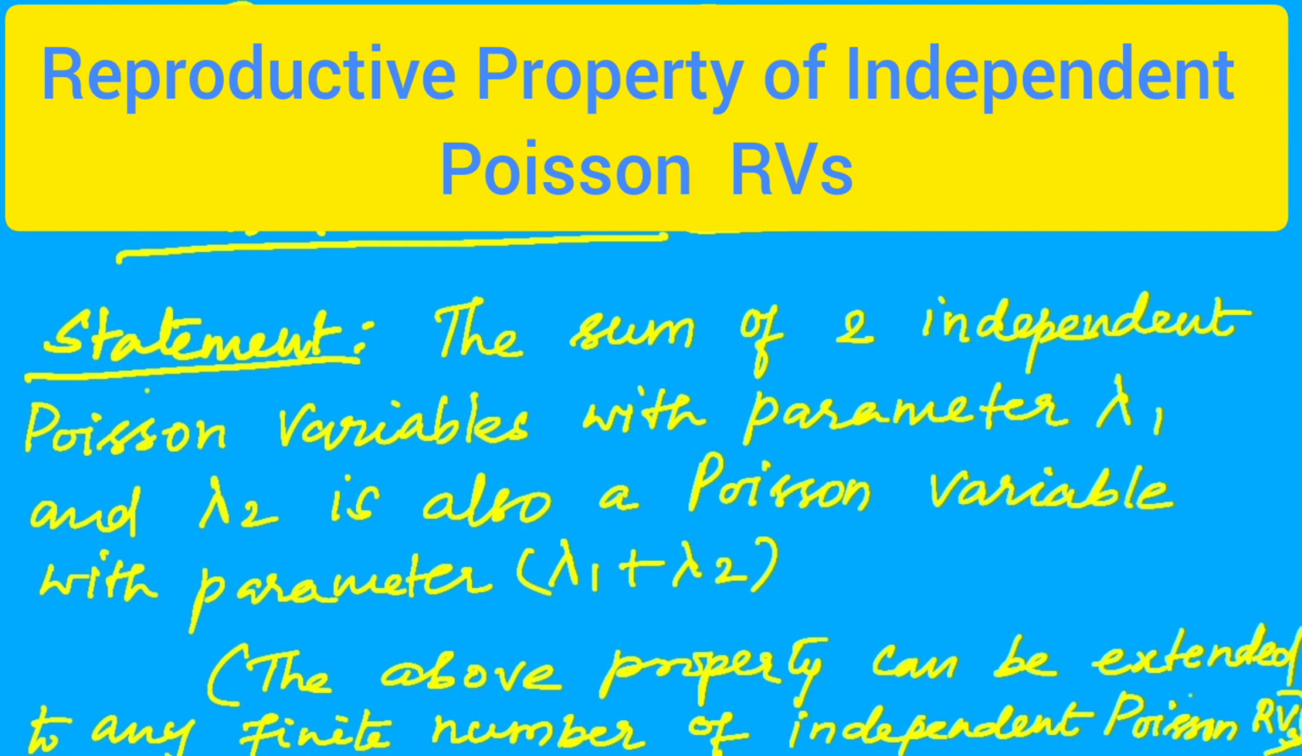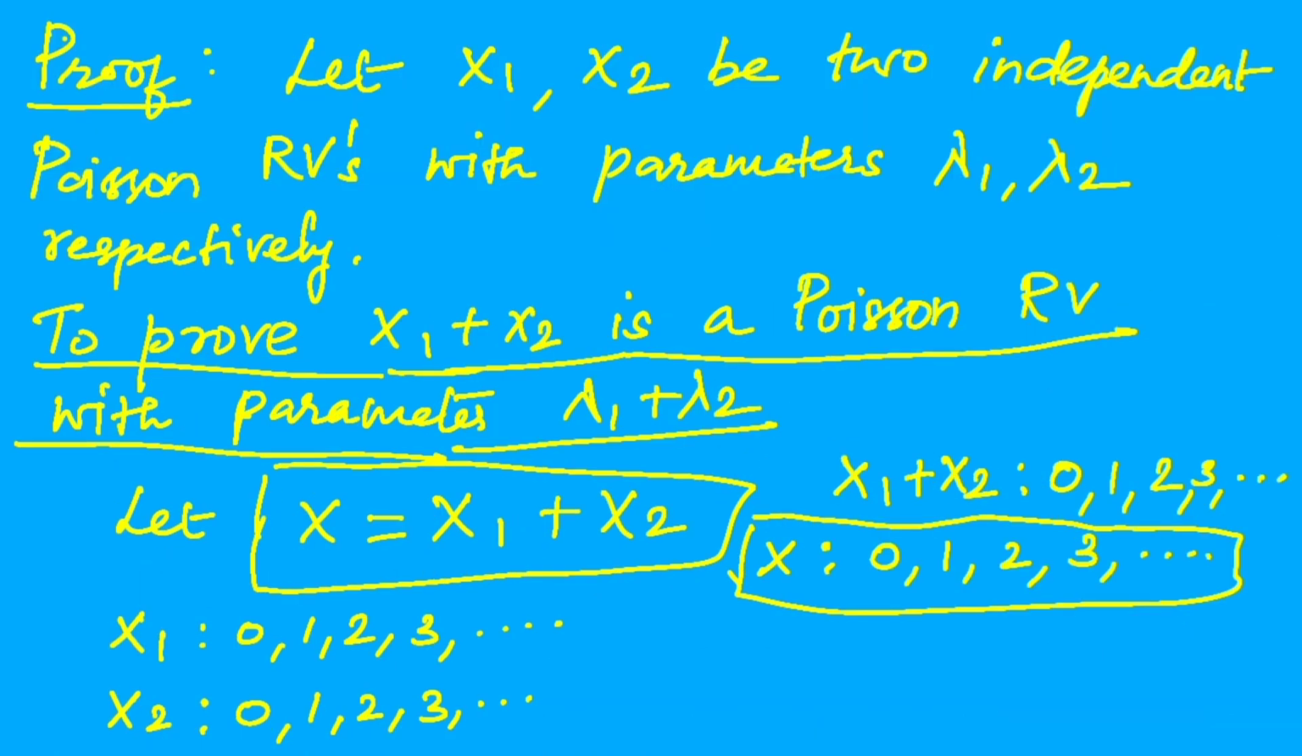The sum of two independent Poisson random variables with parameters lambda1 and lambda2 is also a Poisson variable with parameter lambda1 plus lambda2. The above property can be extended to any finite number of independent Poisson random variables. We are going to prove this starting with the two Poisson random variables x1 and x2 whose parameters are lambda1 and lambda2. With this assumption, we have to prove that x1 plus x2 is also a Poisson random variable whose parameter is lambda1 plus lambda2. The most important point is that x1 and x2 are both independent.